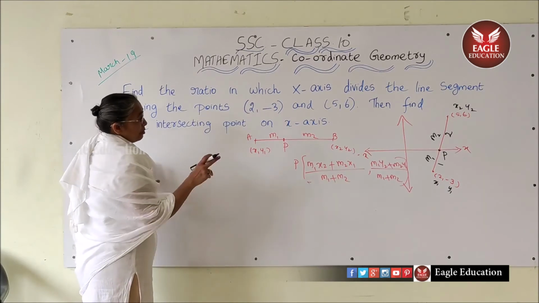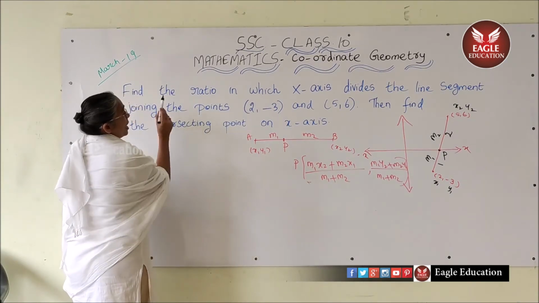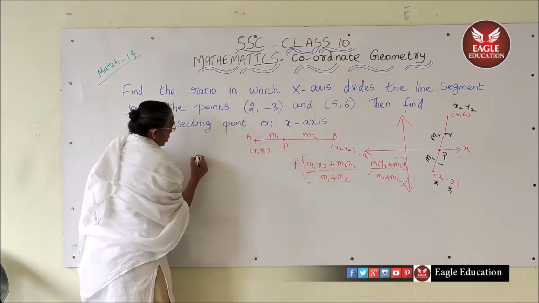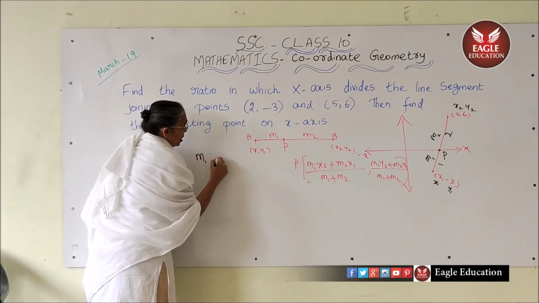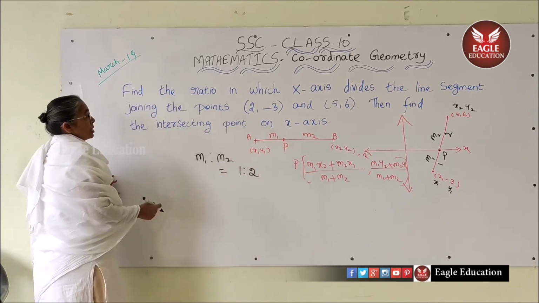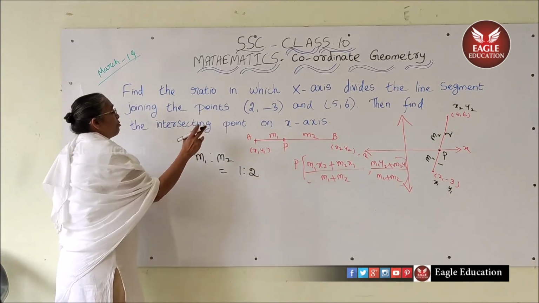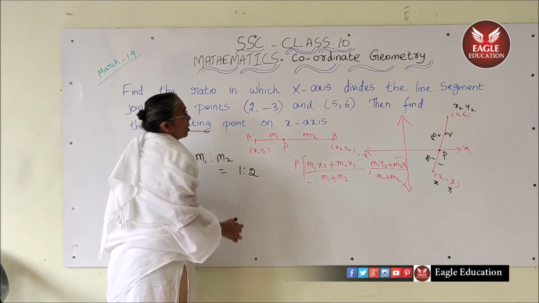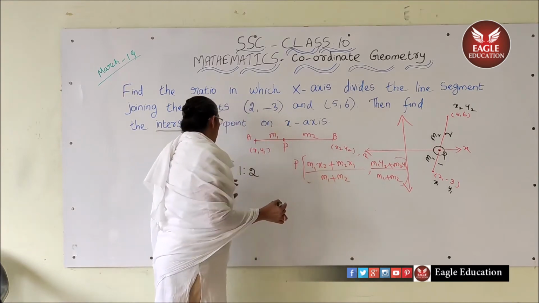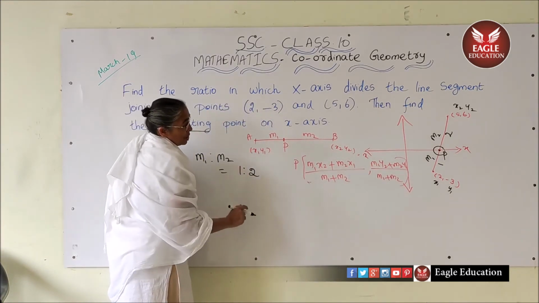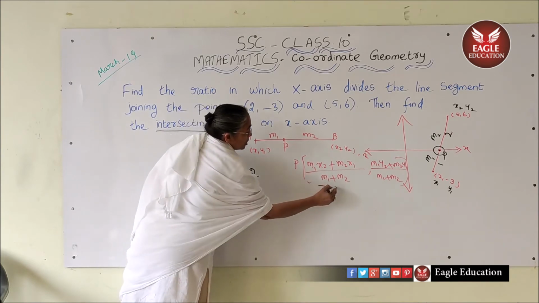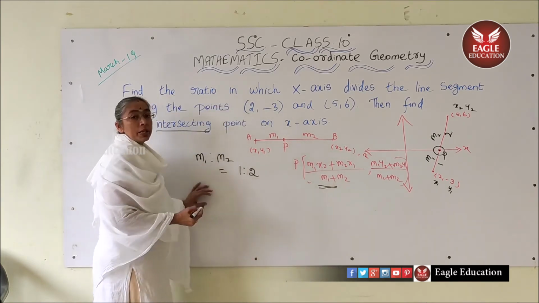So we answered the first part of the question, that is, find the ratio in which the x-axis divides the line segment. We got the ratio m1:m2 as 1:2. Now the second part of the question is to find the intersecting point on the x-axis. So we have to find this point P. Now we have the ratio m1:m2 as 1:2, and also the points x1, y1, x2, y2, so we can substitute in the formula.